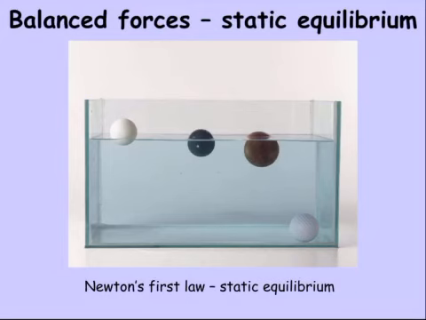The examples you can see in front of you are balls floating. Now, each one of these has a different density, and therefore the upthrust forces due to buoyancy are different for each one of these balls. But what we find is they've reached a static equilibrium, a place where they're no longer moving because the forces are balanced, and therefore there'll be no associated acceleration. They will maintain a constant velocity, which in this case is zero.